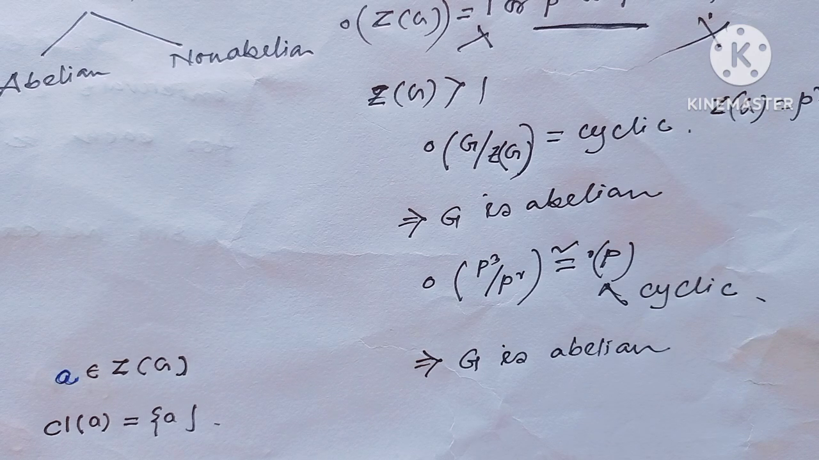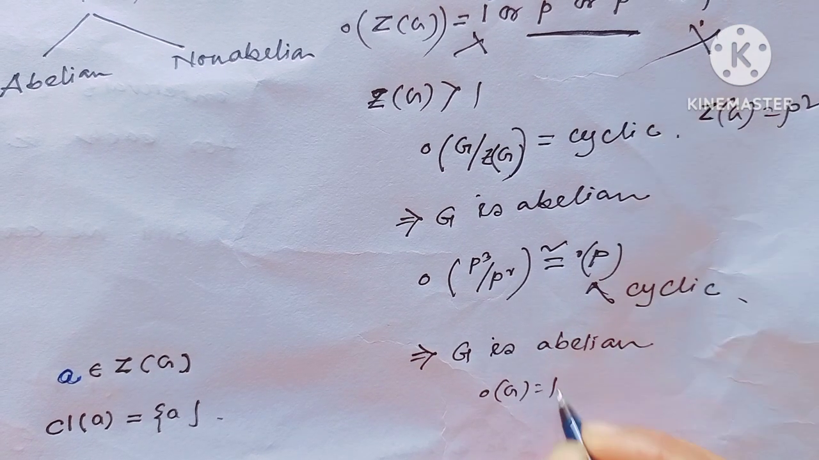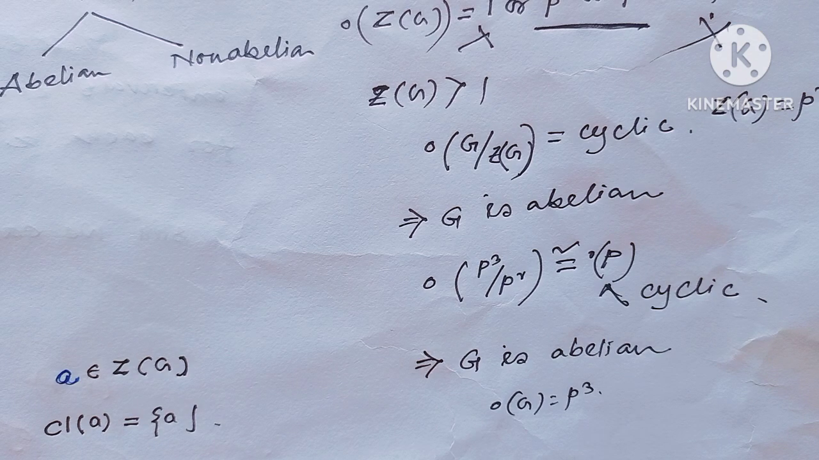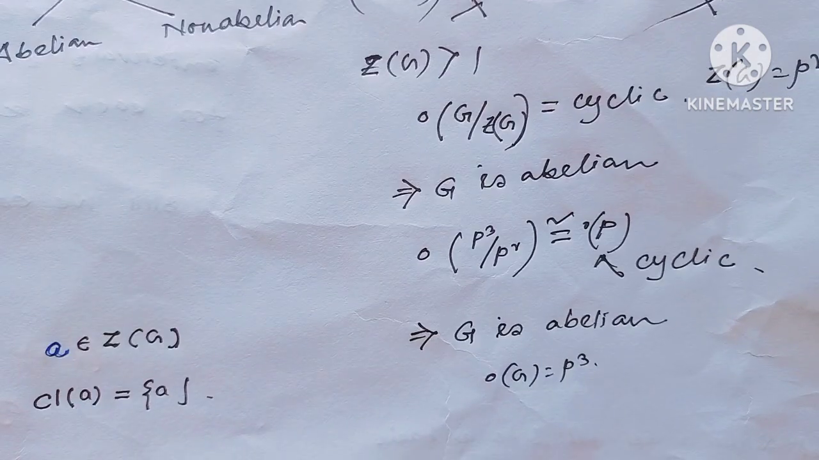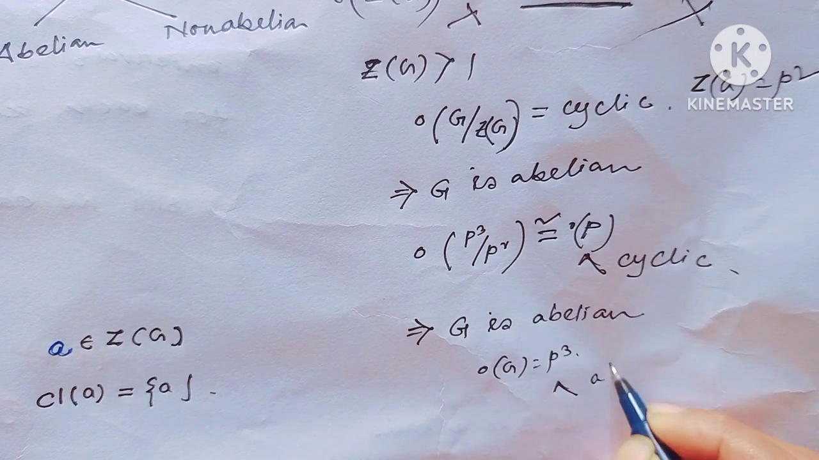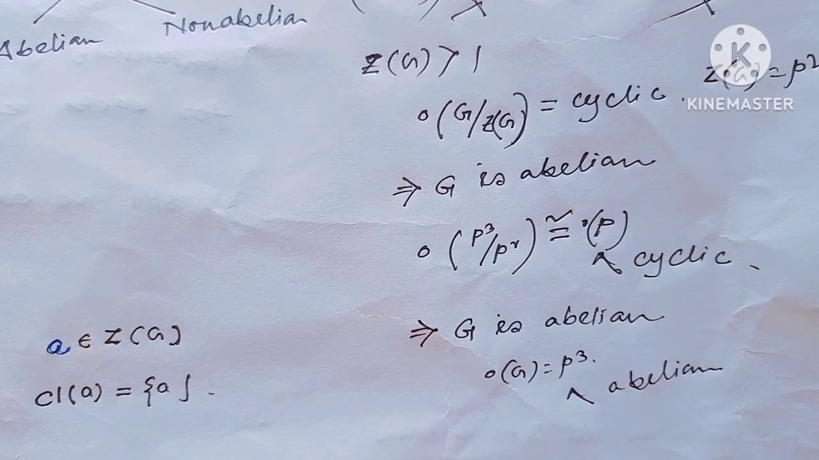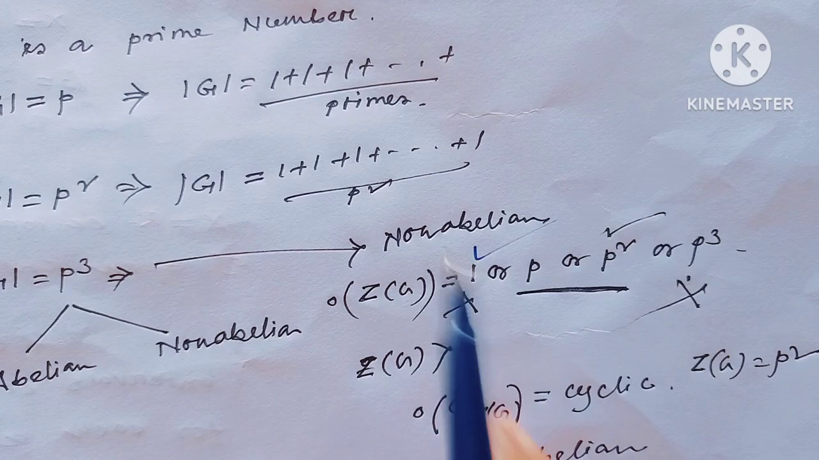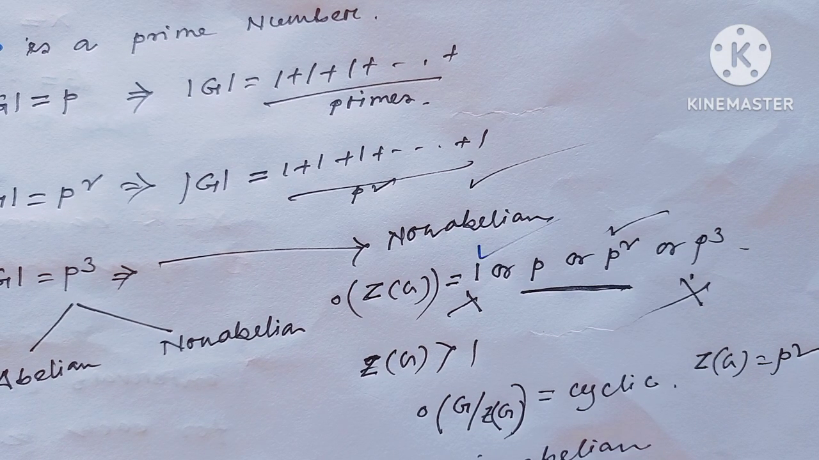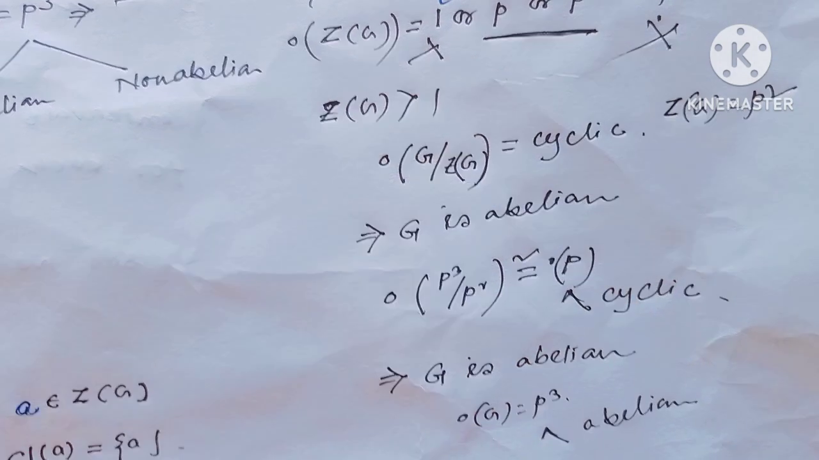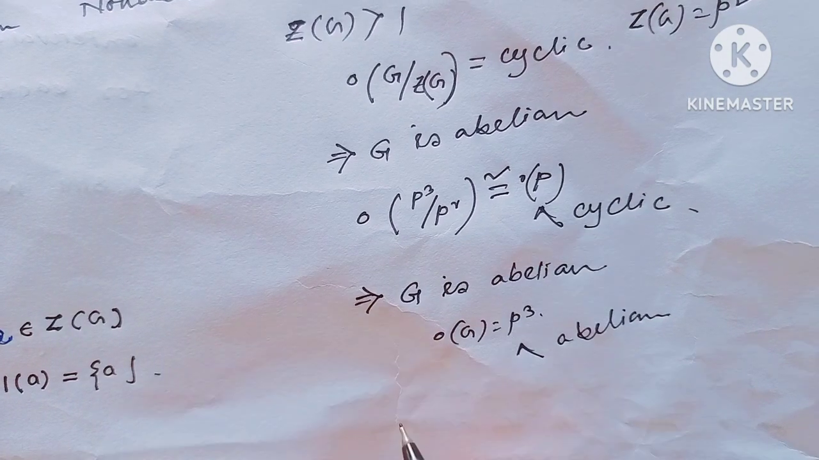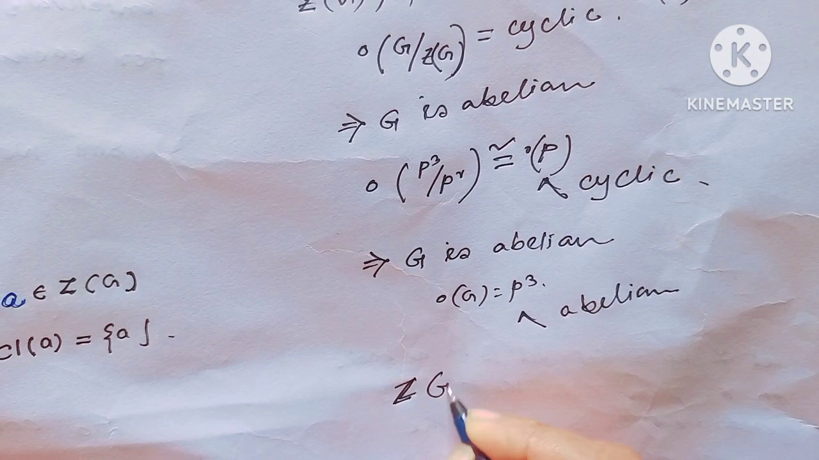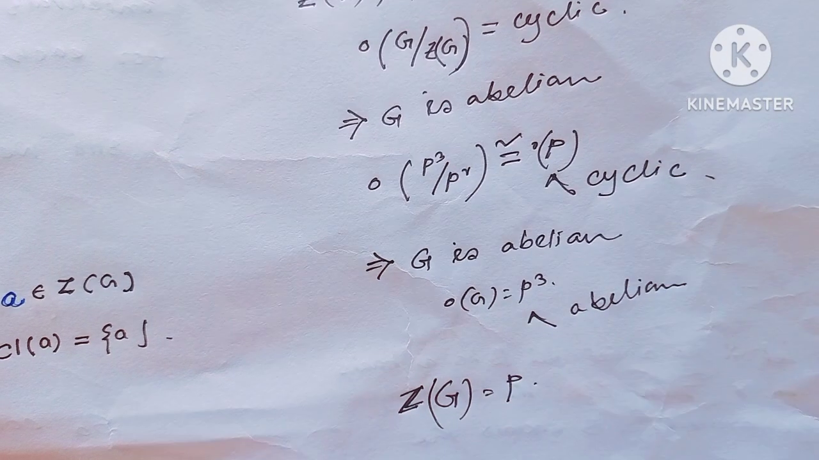Since the group has order pq, that implies the group is always abelian. But here the group is given as non-abelian. So Z(G) equal to p squared is not possible. That means the only possibility is Z(G) equal to p.